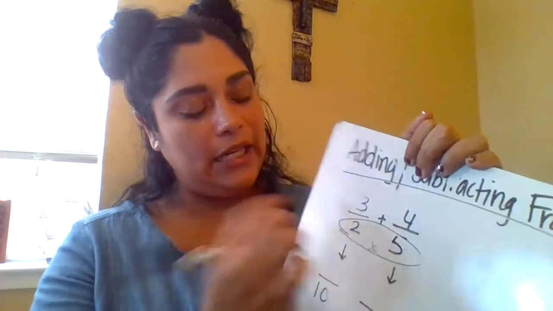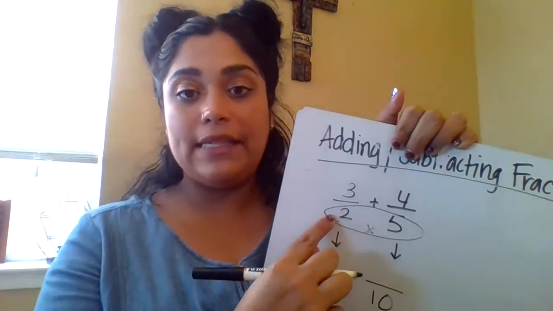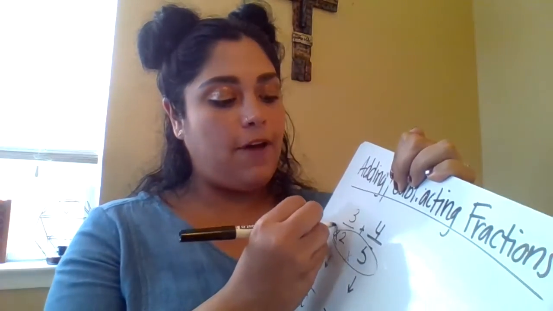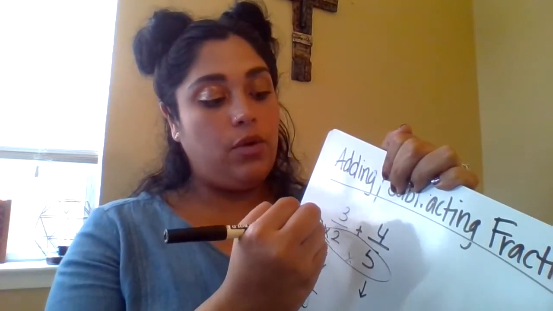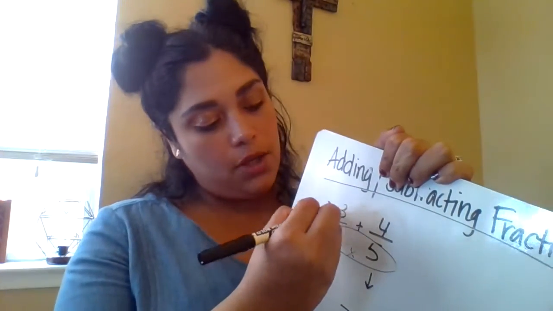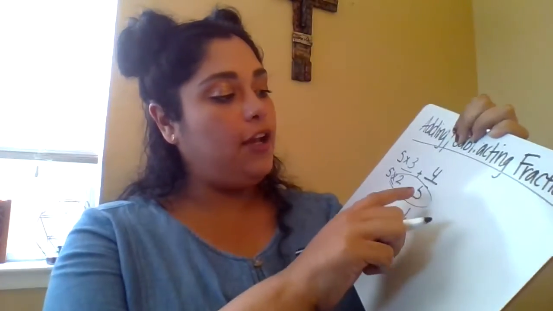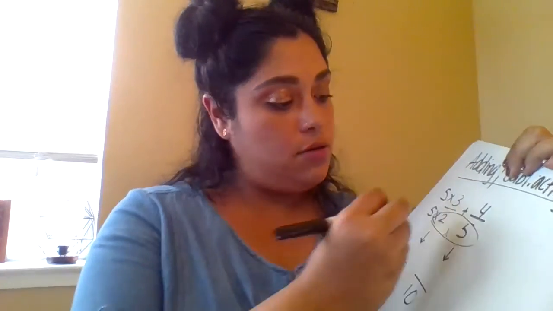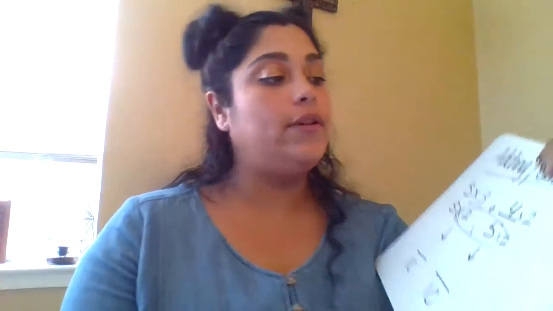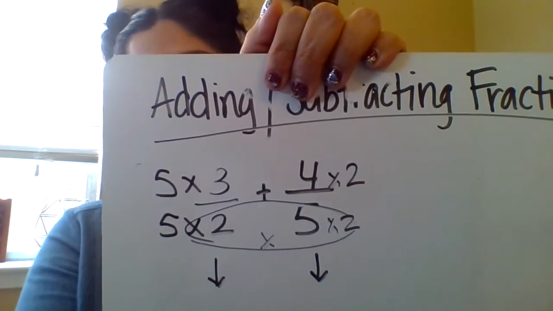But what we also know is what we do to the top, we do to the bottom. What we do to the bottom, we do to the top. So how did we get 10 here? 2 times what gave us 10? 2 times 5. So what we do to the bottom, we have to do to the top. So we also have to multiply this times 5. Then we have here, 5 times what gave us 10? 5 times 2 gave us 10. So what we do to the bottom, we do to the top. So 5 times 3 and 4 times 2.